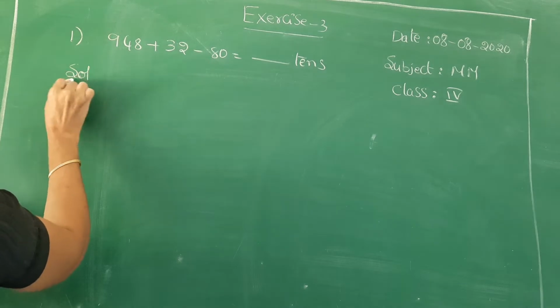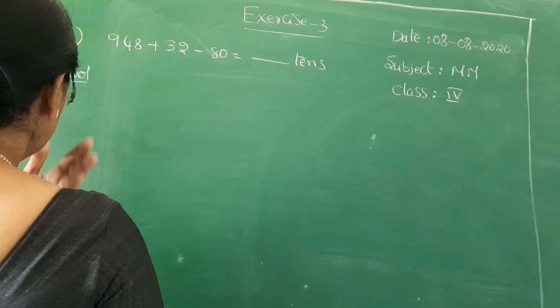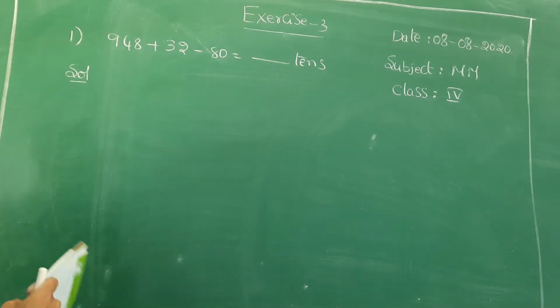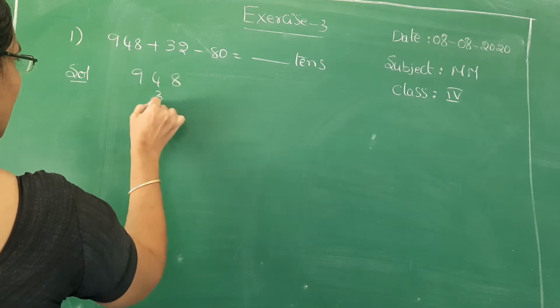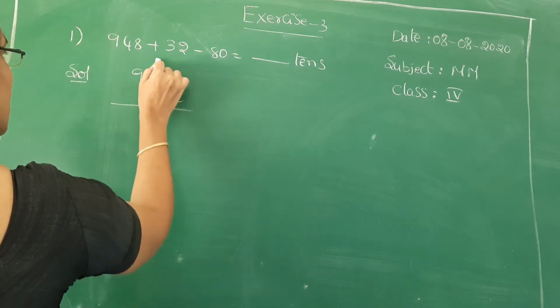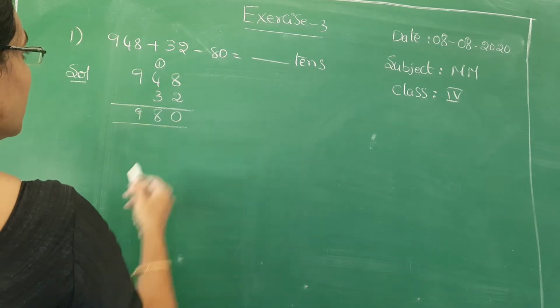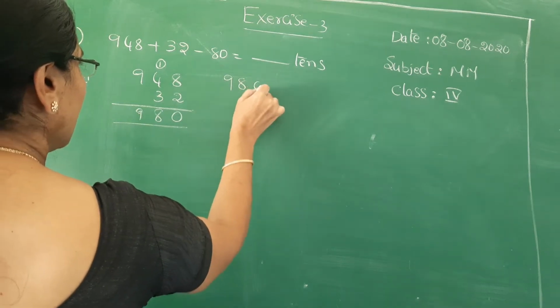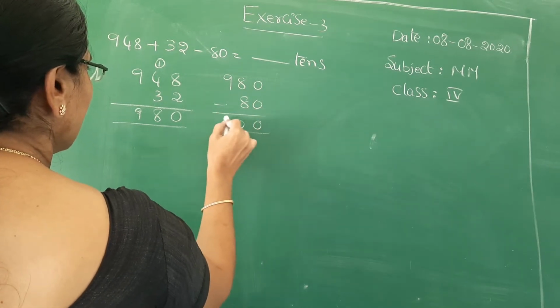See, first we have to read this problem. 948 plus 32 minus 80 is equal to how many tens? So you have to add 948 and 32. See, it is 980. After that we have to subtract 80 from 980. Subtract it. See, it is 900.